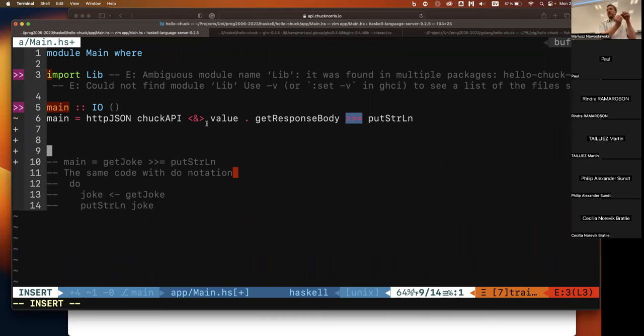Do I need to extract this value? And every time you are extracting, you're making the code a little bit more complicated and a little bit more verbose.